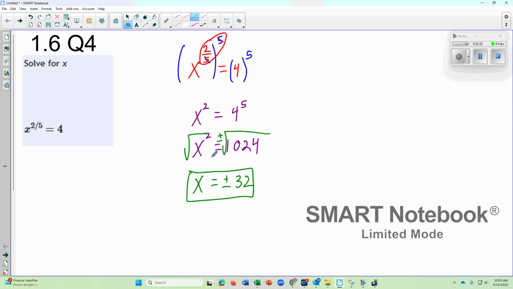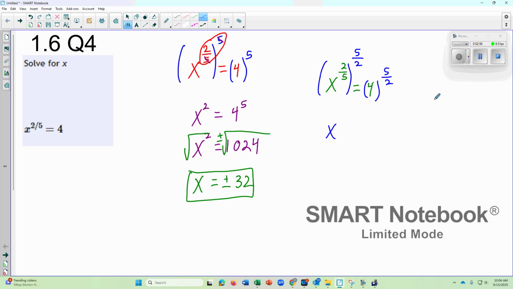Okay, that's fine, but really the fastest way to do this, which I alluded to at the beginning, is to raise both sides to the reciprocal, and it does make the math a little bit easier to handle. So I'm going to raise both sides to 5/2, okay? And then this will turn into x to the power of 10/10, or basically just x, right?